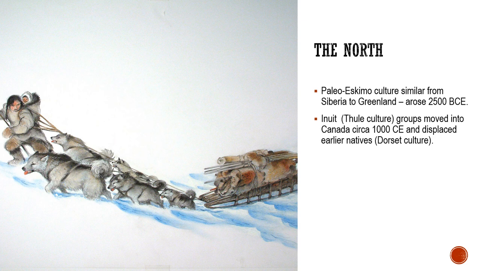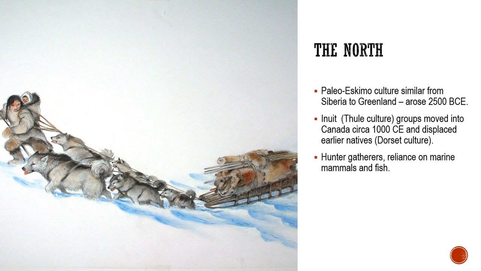The original inhabitants, the Paleo-Eskimos, completely disappeared, and no one's entirely sure why, whether they were pushed out by the new Inuit, or whether they died of disease, or whether there was something else. But their culture disappeared and was replaced by the Inuit culture around 1,000 years ago.